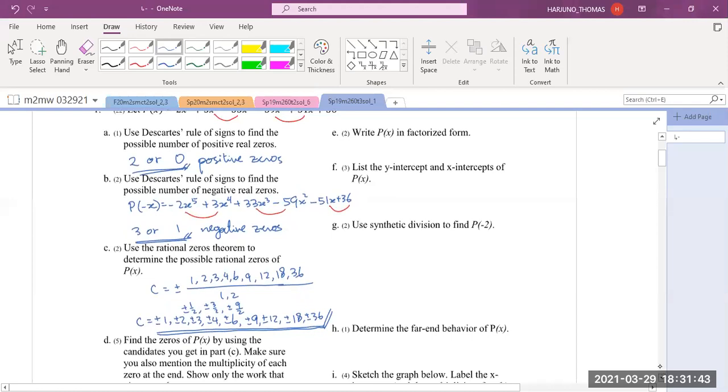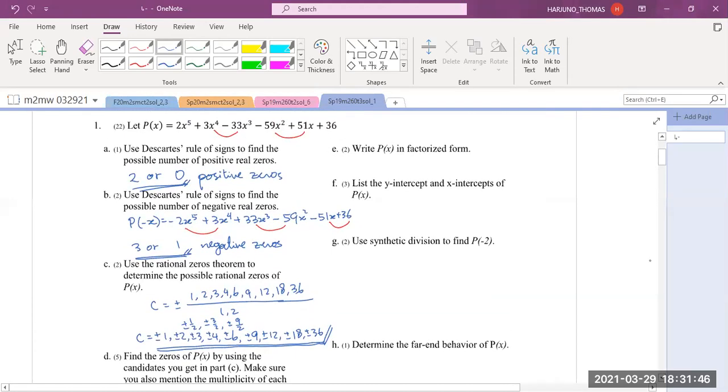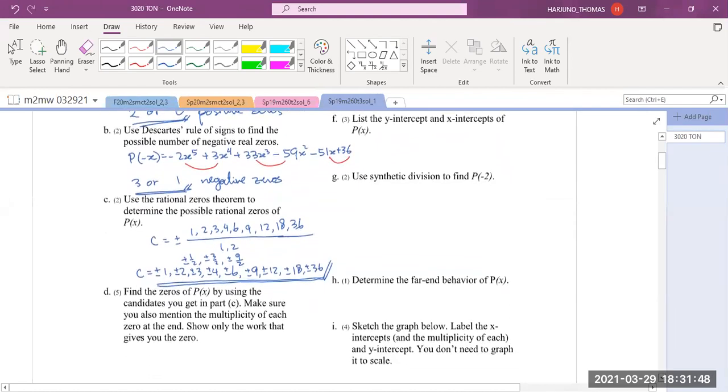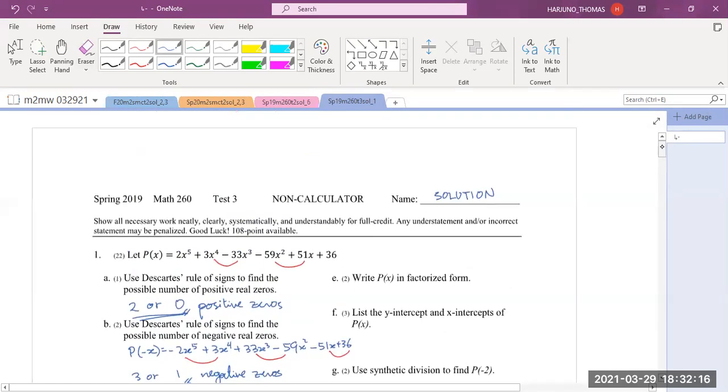Okay, let me copy the p of x down here. The polynomial is 2x to the 5th plus 3x to the 4th minus 33x cubed minus 59x squared plus 51x plus 36. I hope I don't write anything wrong.